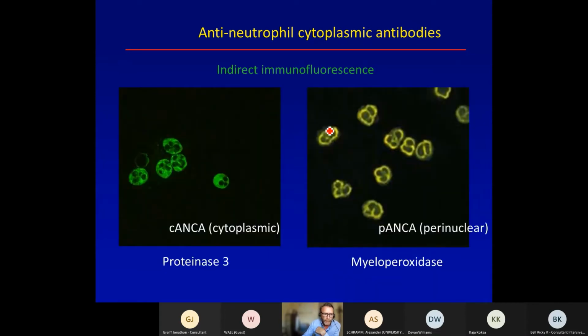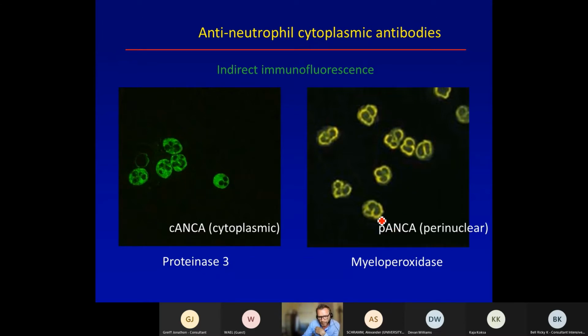And you come up with two patterns of staining. The first is the C-ANCA or classical ANCA, which describes a diffuse cytoplasmic pattern of staining. So this implies that the antigen targeted by ANCA is diffusely found in the neutrophil cytoplasm. In the vast majority of those patients with a C-ANCA pattern, the ANCA specificity is against an antigen called proteinase 3 or PR3.